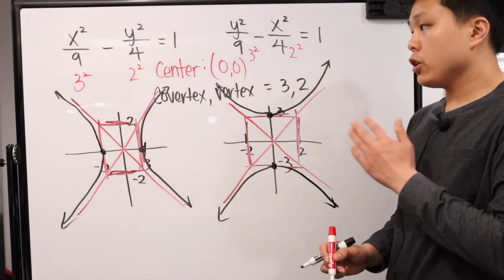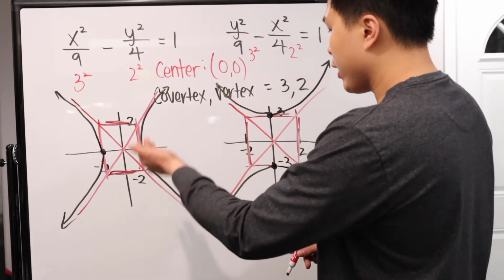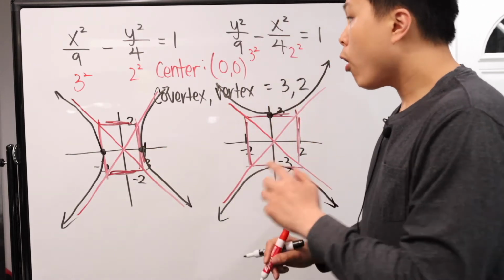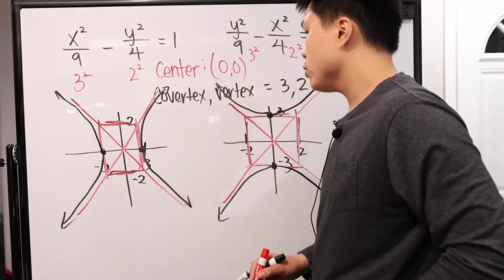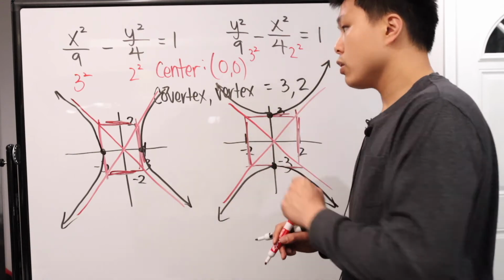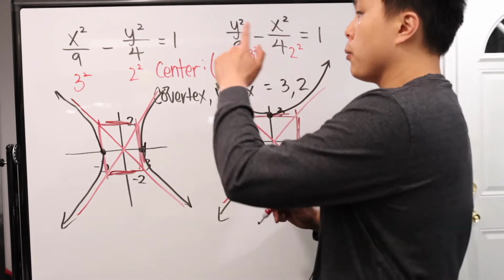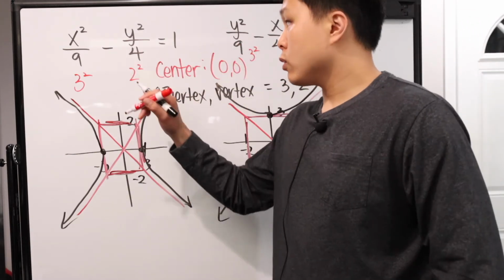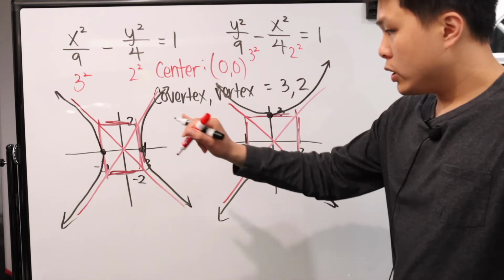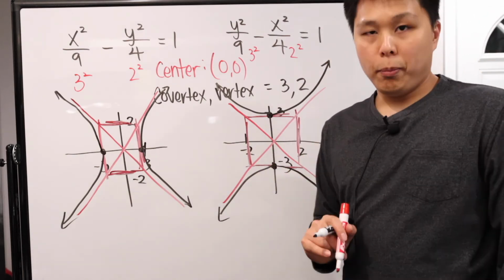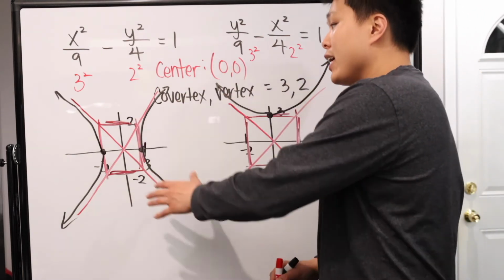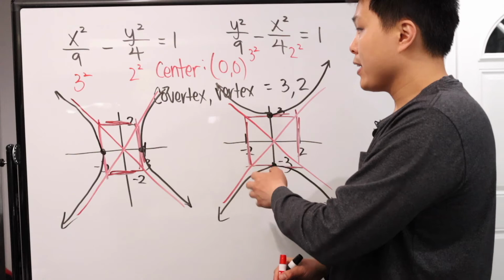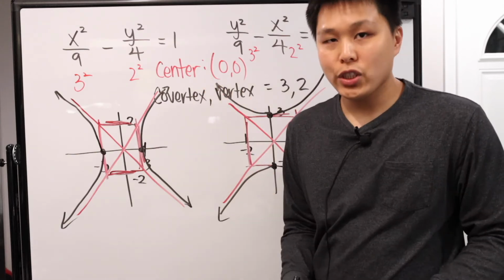And just like that, there you go, 2 graphs, right? One opening left and right, one opening up and down, all getting the same information. The center is still 0, 0, the co-vertex and vertex is still the numbers 3 and 2, but based on their placement in relation to x and y in the equation, right? It's either opening left and right or up and down. So hopefully this clarifies how to get the information, what to expect, and from there how to sketch this graph.